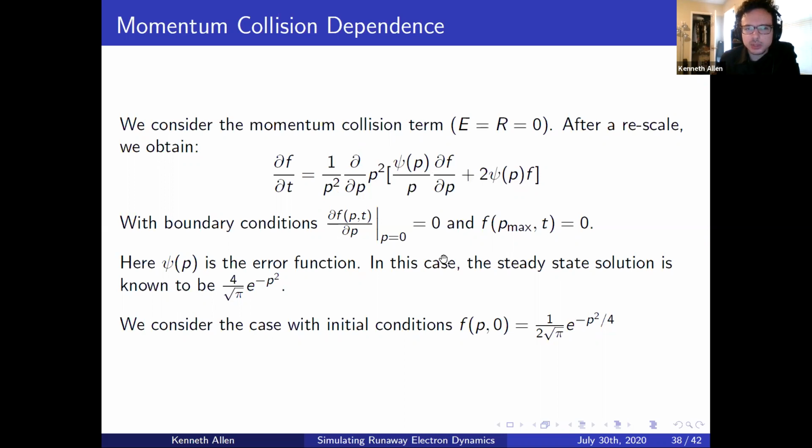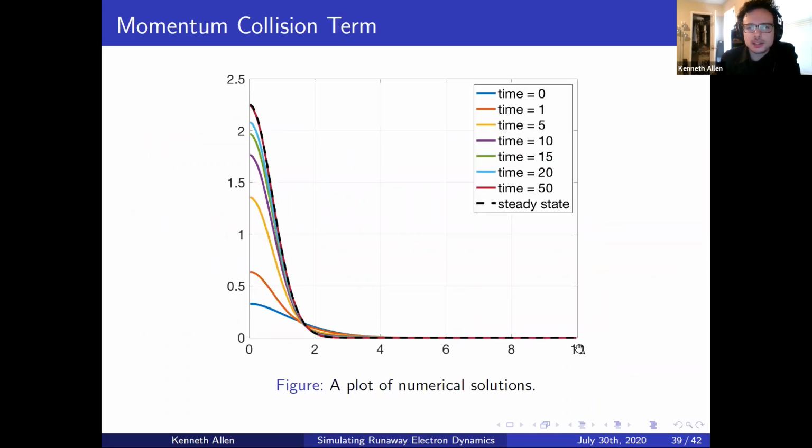In this case, we don't know what the analytic solution is, but we do know what the steady state solution is. We have this steady state solution here, which is an exponential of p squared divided by 4 times a constant. And this is essentially what the numerical solutions look like. We can see this blue line here is the initial condition. As time goes on, we approach our steady state solution, which is this dotted line at the top.